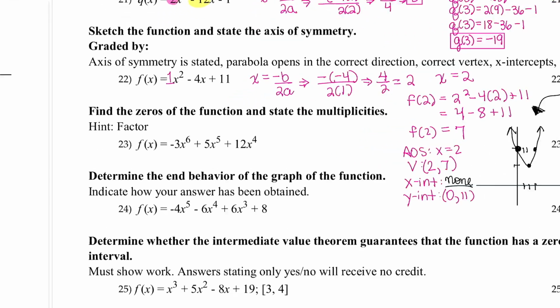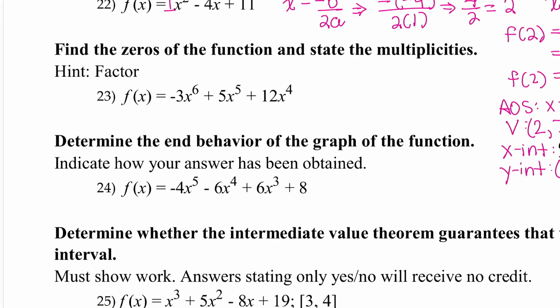Number 23. Find the zeros of the function and state the multiplicities. So all of these terms, negative 3x squared, 5x to the fifth, and 12x to the fourth, they have 4 x's in there, so we can go ahead and factor those out.